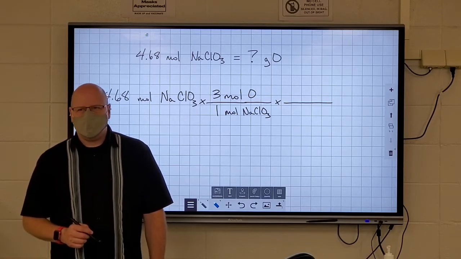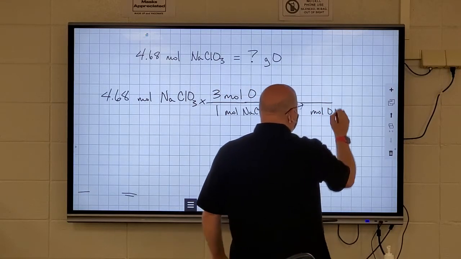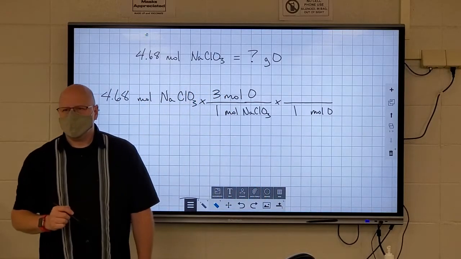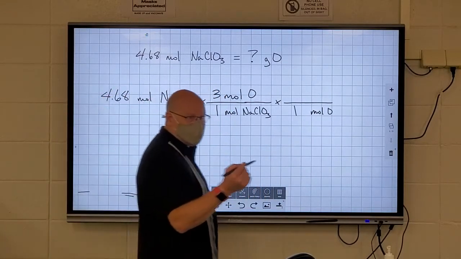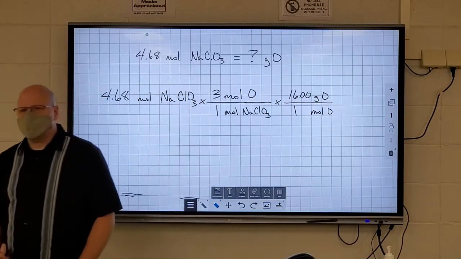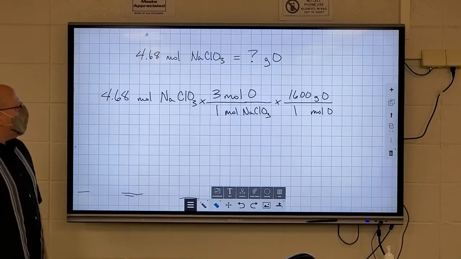What's going on the bottom? Moles of oxygen. How many? 1. Because what's going to go up on top is the mass of 1 mole, which is... Abby? Can we write out the mass of oxygen? Do you want us to put 16.00? I don't care. I do. Sometimes I don't. Most of the time I do. It's just habit for me.